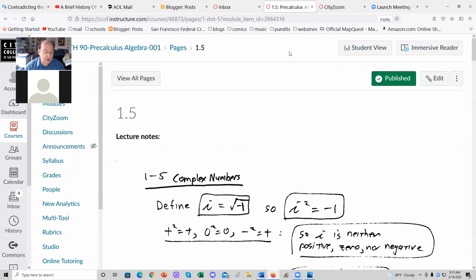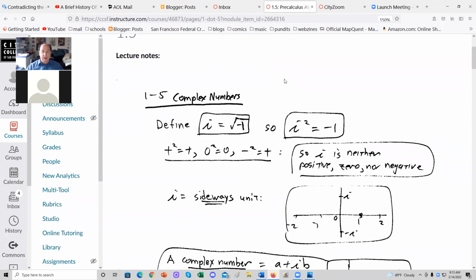All right, for today, 1-5 complex numbers and 1-6 solving equations beyond the quadratic, or certain equations beyond the quadratic. All right, we start with complex numbers. It starts off by adding a new solution to an impossible equation.